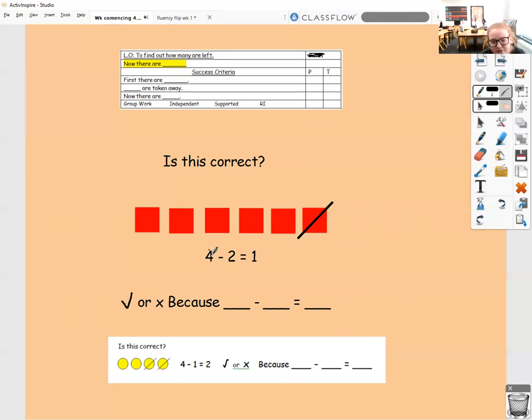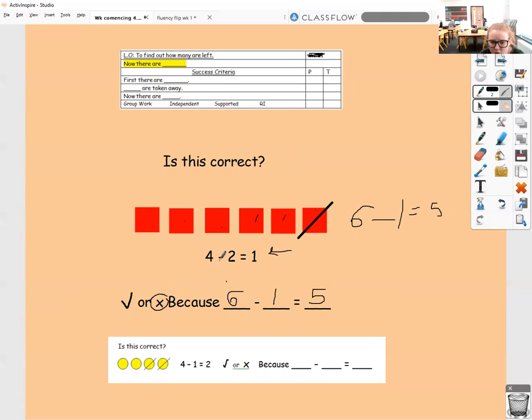Is this correct? This says 4 take away 2 equals 1. So let's have a look. How many squares do we have to start with? 1, 2, 3, 4, 5, 6. So we have 6 squares to start with, and we are taking away 2. But that is not what it's showing us here. This is showing us 6 take away, how many are crossed out? 1 equals, how many have we got left? 1, 2, 3, 4, 5. So this number sentence is incorrect because 6 take away 1 equals 5.